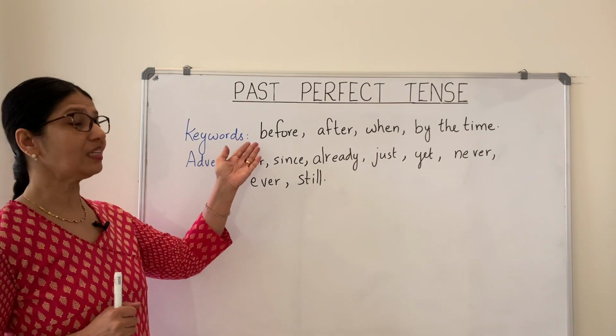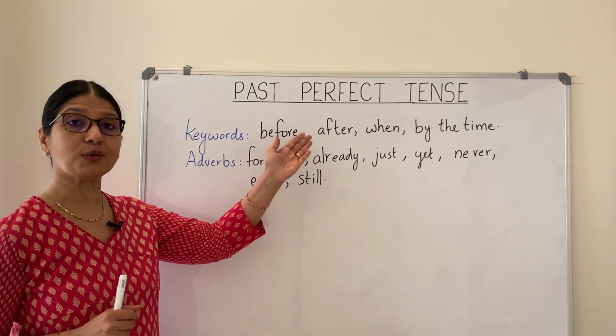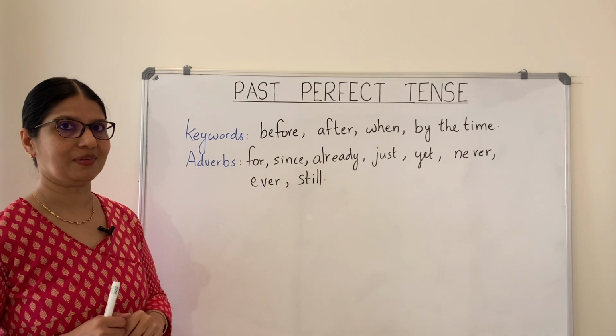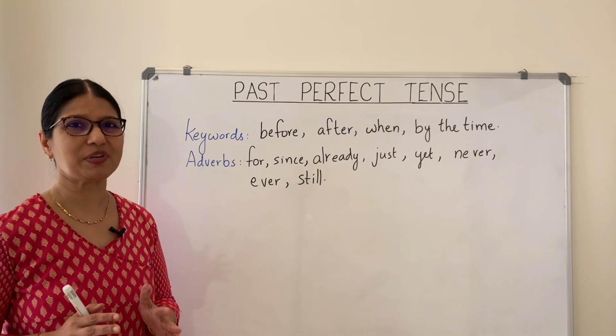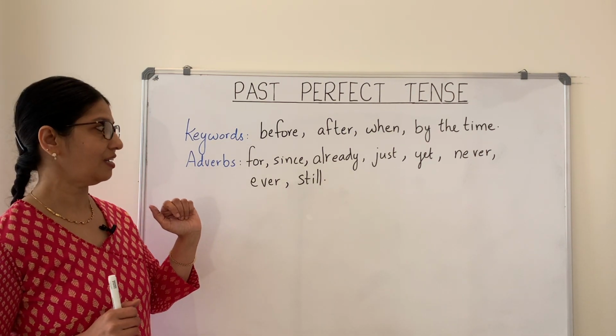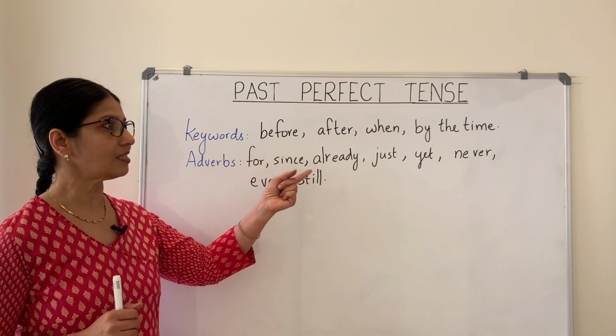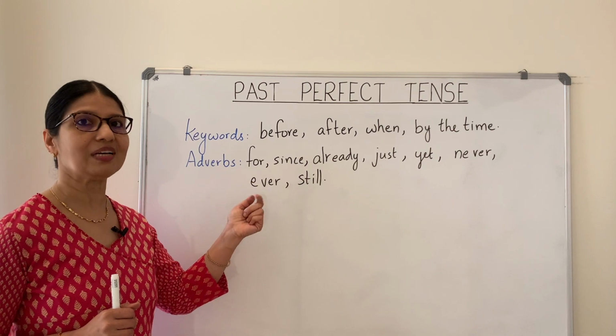So here I have written the most commonly used key words: before, after, when, and by the time. And we also use some expressions, especially adverbs, with the past perfect tense, and they are for, since, already, just, yet, never, ever, and still.